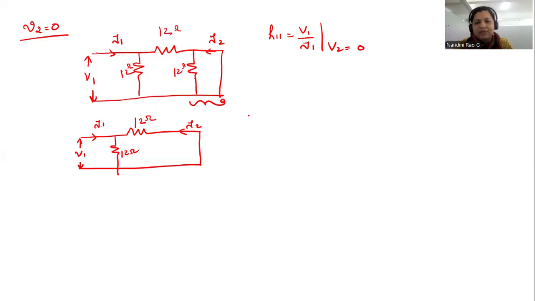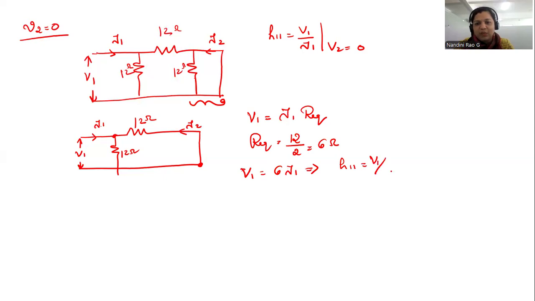So now what you have to do, V1 and I1. Simply you can use Ohm's law. So you can find R equivalent. You see this 12 ohm, this 12 ohm are in parallel completely. They are connected, correct? So we can directly write R equivalent equal to 6, V1 equal to 6 I1 implies H11 equal to V1 by I1 equal to 6. Okay, I can write the SI unit, no problem. So that is 6 ohm.